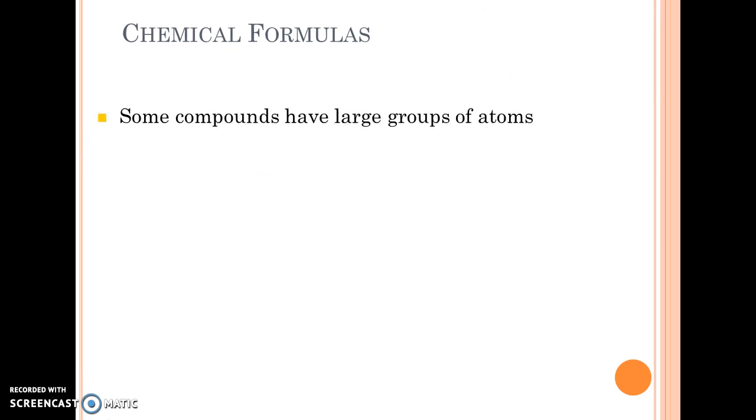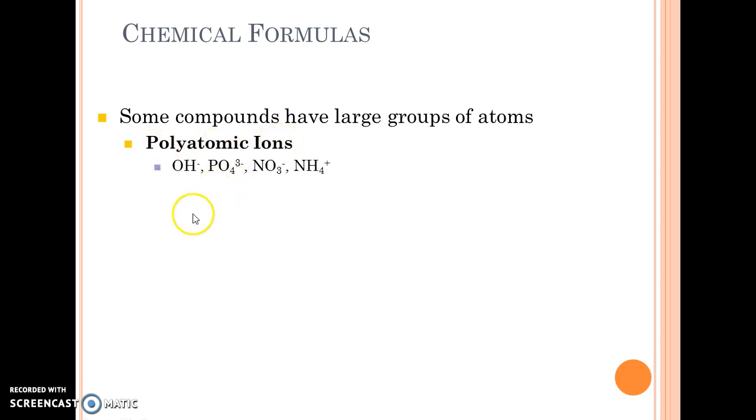Sometimes we are going to have chemical formulas with larger groups of atoms. These larger groups of atoms you will see over and over again. These are what we call polyatomic ions. If we break down this word, polyatomic ion, it gives us a clue as to what a polyatomic ion is. Poly is a prefix that means multiple. Here we have atomic, which is referring to atoms. And then we have the word ion. An ion is any atom with a charge. So if we have a polyatomic ion, we have many atoms with a charge.